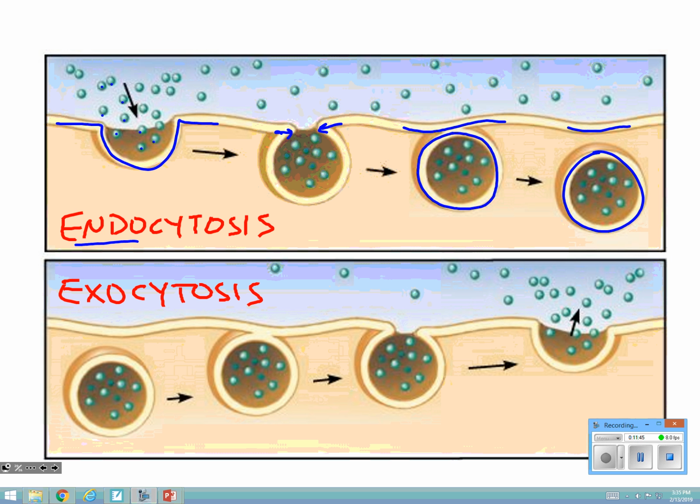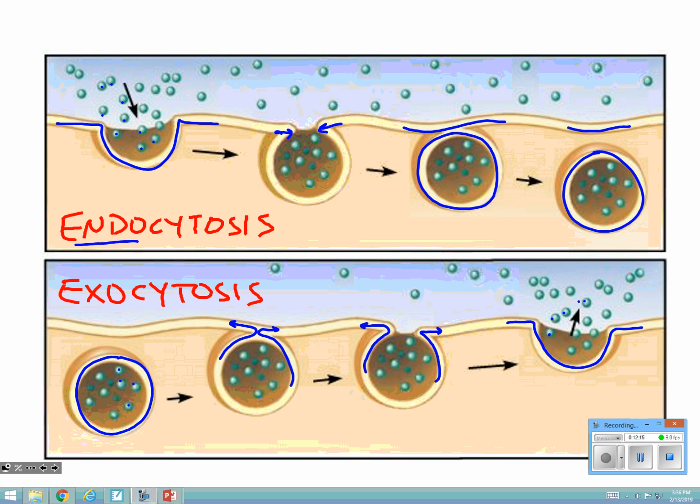And then, if the cell needs to get rid of these little blue molecules, this bubble is made of a cell membrane. So all it has to do is push up into the cell membrane, where it can then spread apart, and the bubble just joins the cell membrane and opens up so all these blue molecules can escape. And that bubble just becomes a part of the cell membrane again. That's exocytosis, because it's sending the stuff outside of the cell. Endo is in, exo is out.